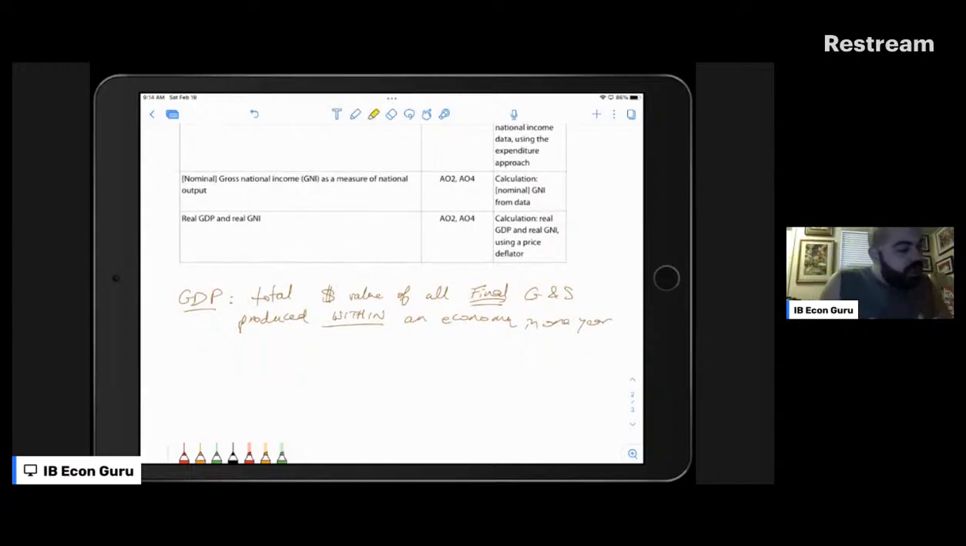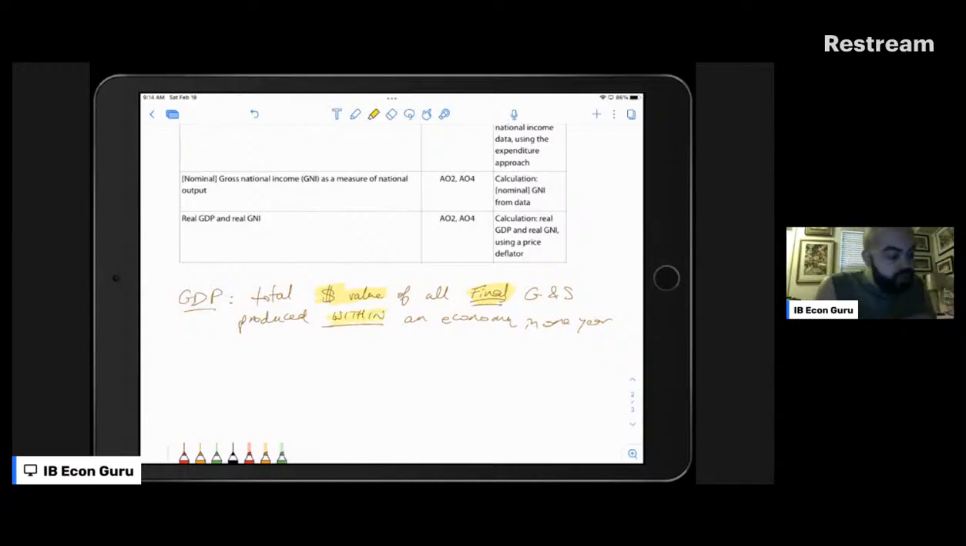So what are the key terms here? First of all, it's a money value. So it's expressed in money terms. Final means it excludes all intermediate goods and services, right? Intermediate goods and services are already reflected in the money value of that final good or service.